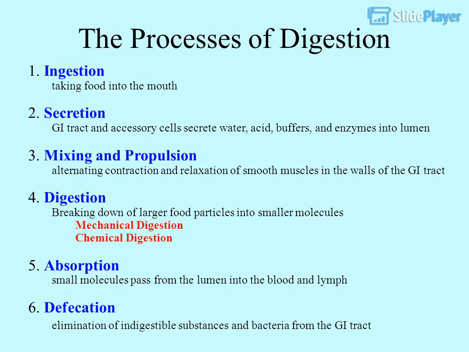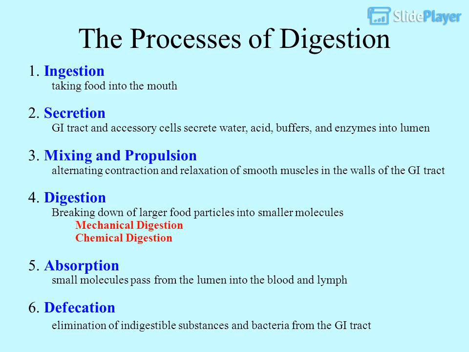1. Ingestion. Taking food into the mouth. 2. Secretion. GI tract and accessory cells secrete water, acid, buffers, and enzymes into the lumen. 3. Mixing and propulsion. Alternating contraction and relaxation of smooth muscles in the walls of the GI tract.